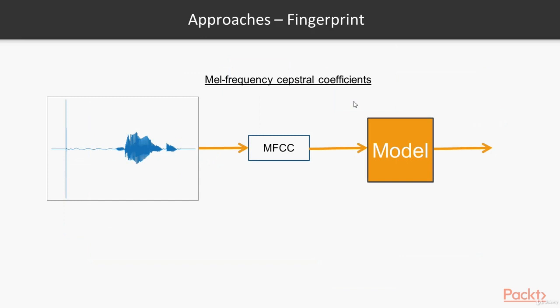MFCC, which stands for Mel Frequency Cepstral Coefficients, are typically used for extracting a signature from the spectrogram. It's out of the scope of this course to explain MFCCs in detail, but just imagine a function where you give the spectrogram together with other details and you get a fingerprint. With this fingerprint, you would typically train your model.